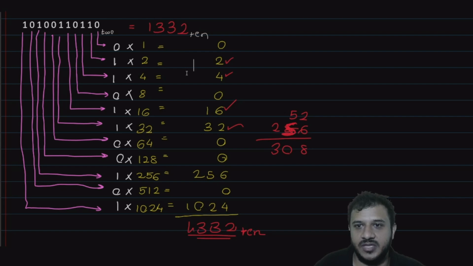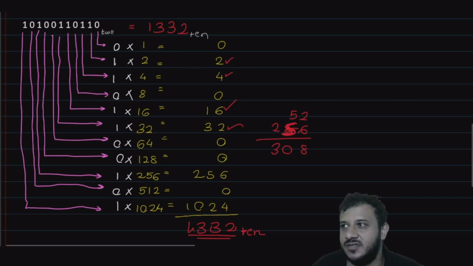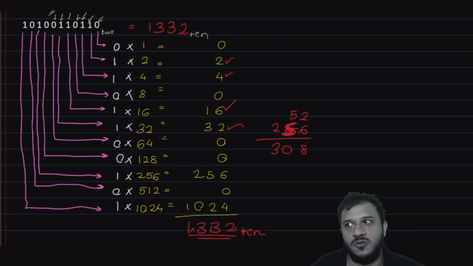Anybody wants me to go through it again? So this is all about going with the powers of 2's. This is a 1. This is a 2. There was a 2. There was a 4. There was no 8s. 16, yes. There was a 16. 32, yes. 64, no. 128, no. 256, yes. 512, no. 1024, yes. And then you just add them up.